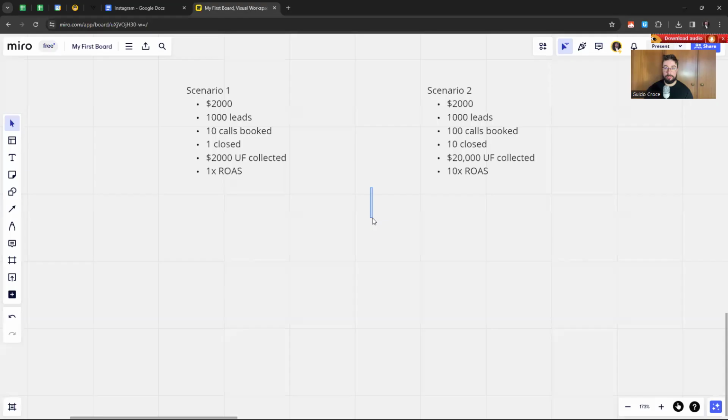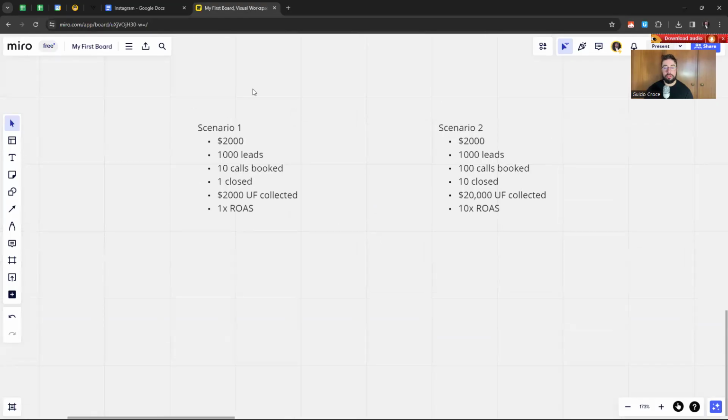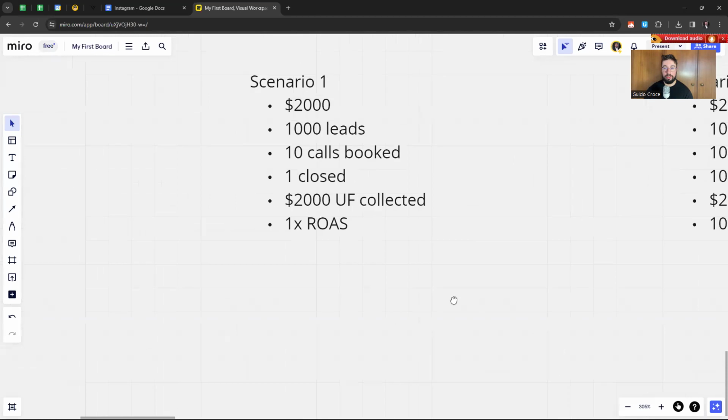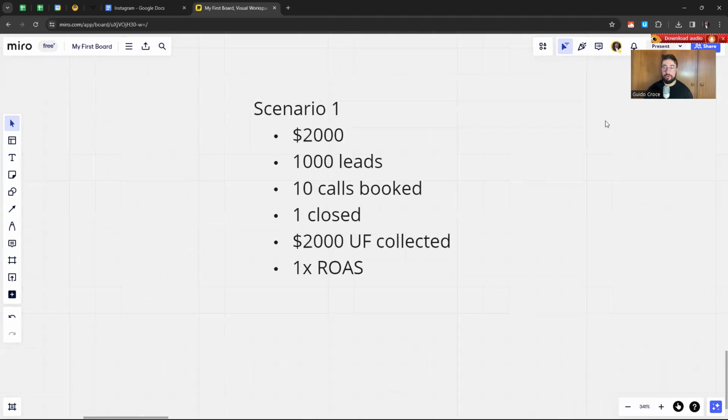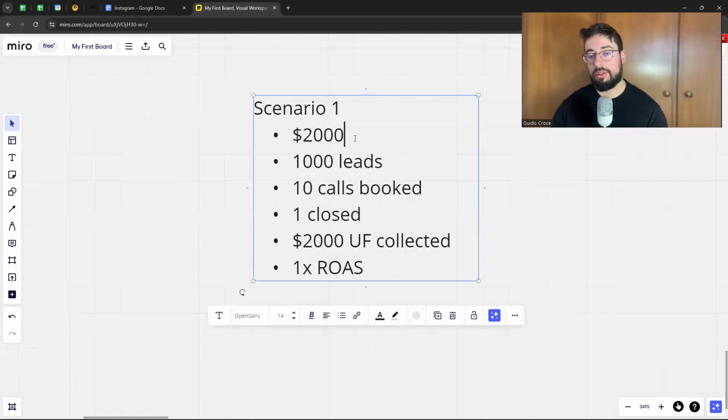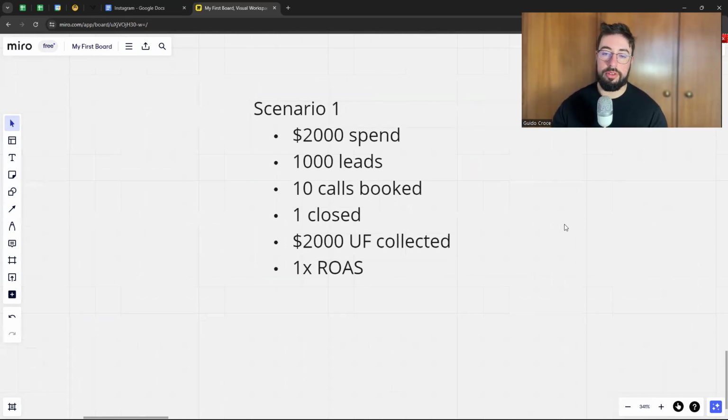Okay, so let me share my screen here and share with you a few things that could be helpful. So these are two different scenarios, okay? And I will encourage you just to focus on this left one first. So the first scenario is where you have $2,000 in spend. Okay, you spend $2,000 in, let's say, follower ads on Instagram, right?